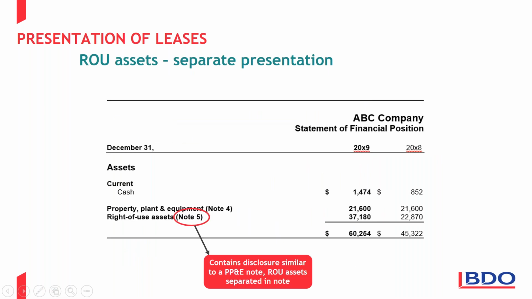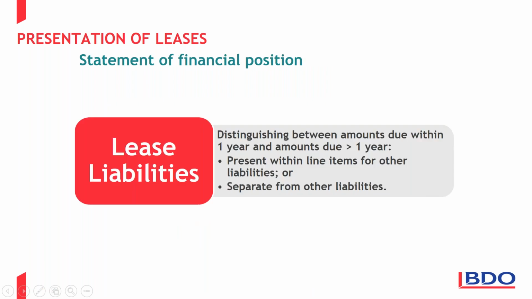Another way to do it is you could say on your statement of financial position, you could have property, plant and equipment, note 4, your normal property, plant and equipment, and you could have a separate line item, right of use assets, which you then further explain in a separate note. So on the face of the statement of financial position, it could be one disclosure or two separate disclosures, but the same detailed information will be in the supporting notes.